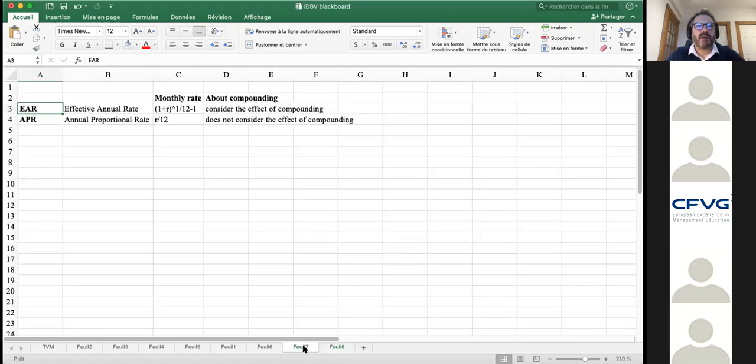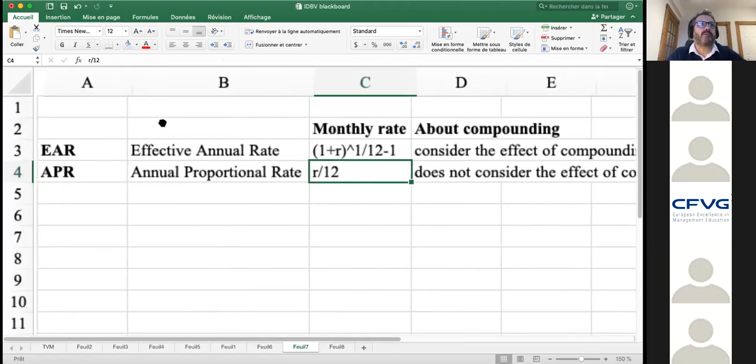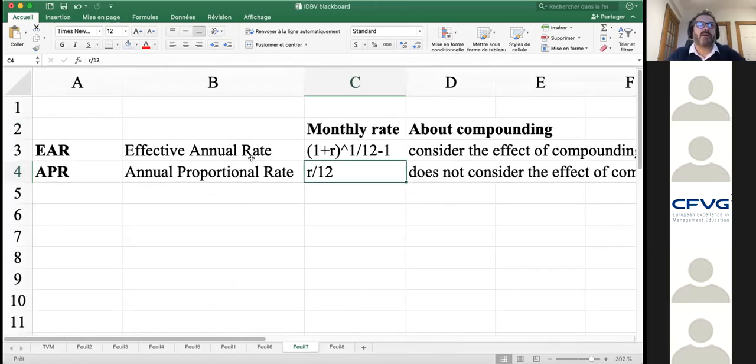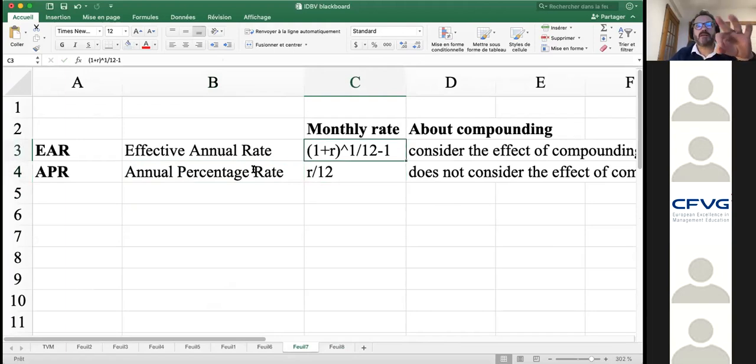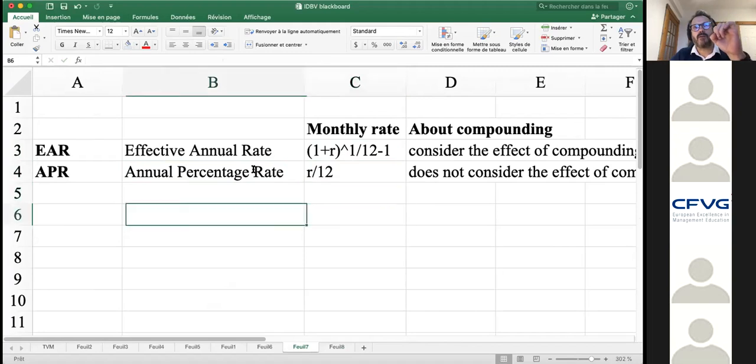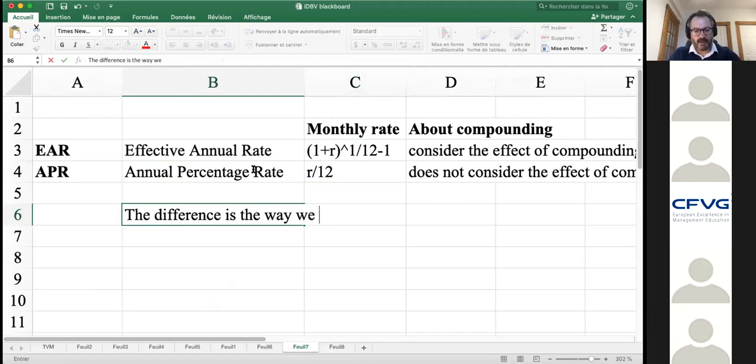So it means that when we go in Excel, for example, and I compare the two types of rates, here it's just R divided by 12. Sorry, I increased the size a little bit. So for the annual percentage rate, it's proportional anyway: R divided by 12. So instead of using the previous formula, we use this formula to calculate the monthly rate. So the difference is the way we calculate the monthly rate.